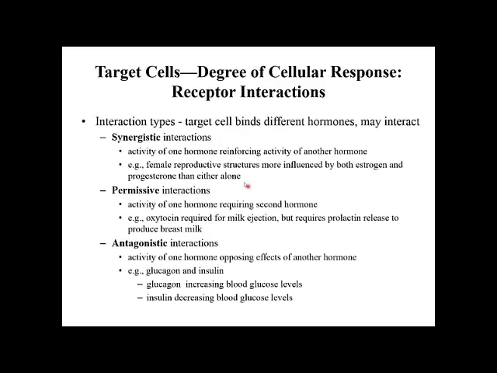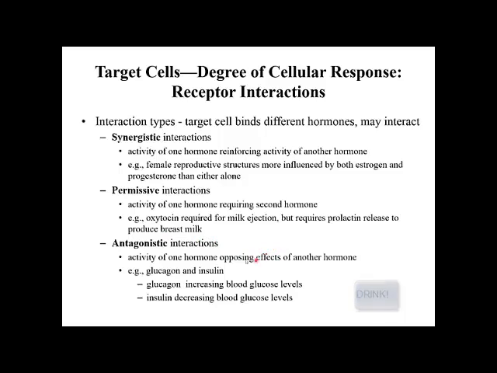In the last section of this part, do note that some hormones can actually interact with each other. There's three types of interactions. Synergistic means that the hormone reinforces activity of another one. Permissive simply means that for one hormone to work, there's actually a second one required. You'll see one example here. Oxytocin actually is milk ejection. Prolactin, though, produces breast milk. Also, we'll see some examples of antagonistic interactions, and this is where two hormones simply have opposing effects.